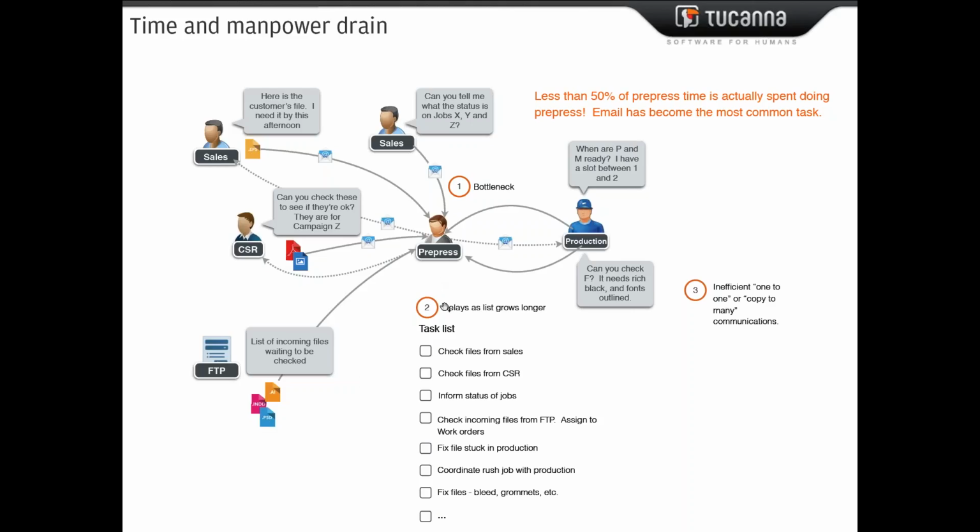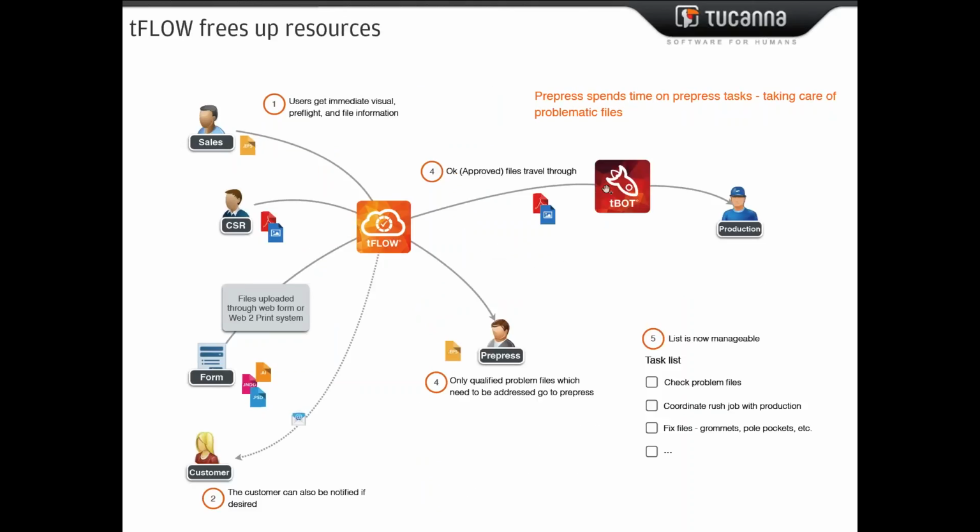So pre-press has to deal with this very, very long task list of manual things that they need to check on. What's going on at this point is they're spending their time emailing everybody back and forth, giving them status updates on all these things that they're manually checking. So what we're doing with tFLOW is essentially putting in processes that are going to automate a large part of that.